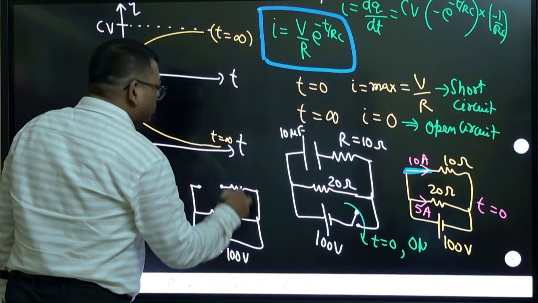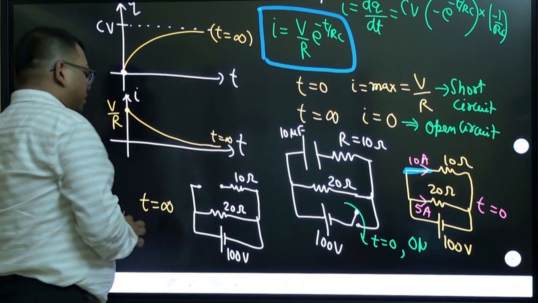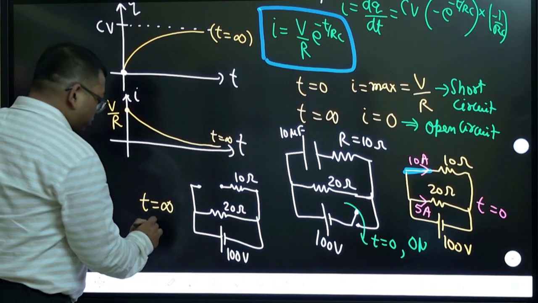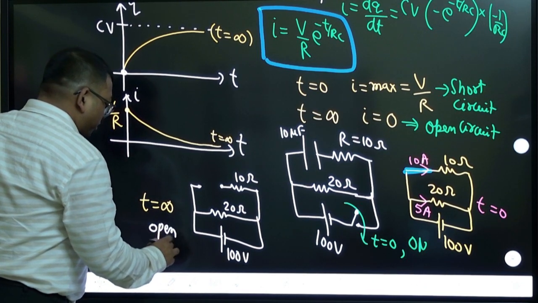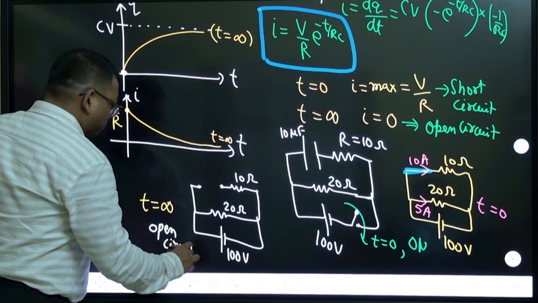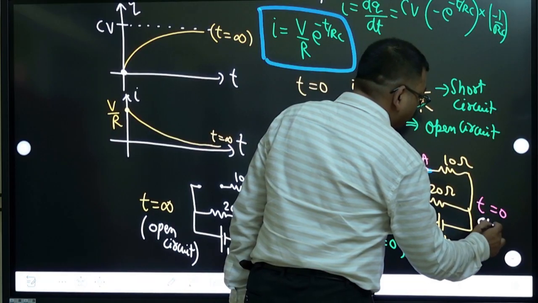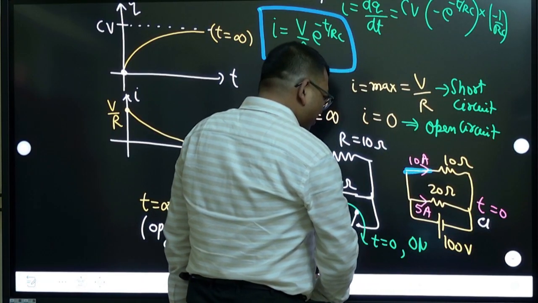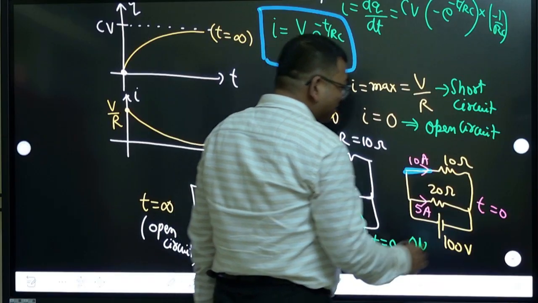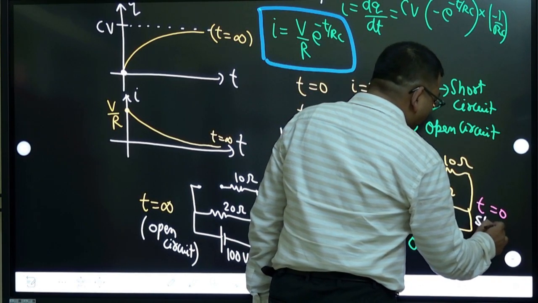This is 20 ohm, this is 10 ohm. This is open circuit. Okay. This one is open circuit. And this one is closed circuit. Sorry, not short circuit. Closed means circuit is always closed. Short circuit.